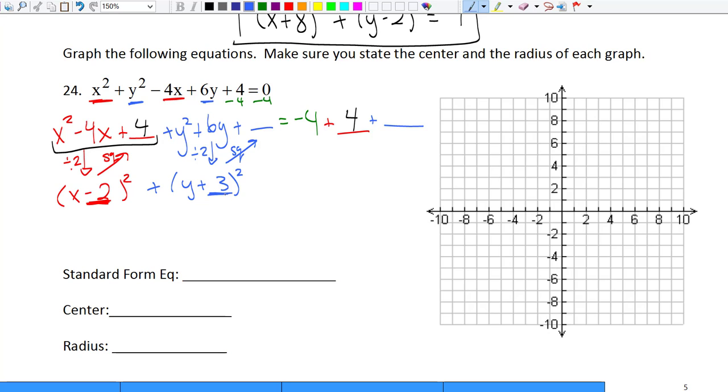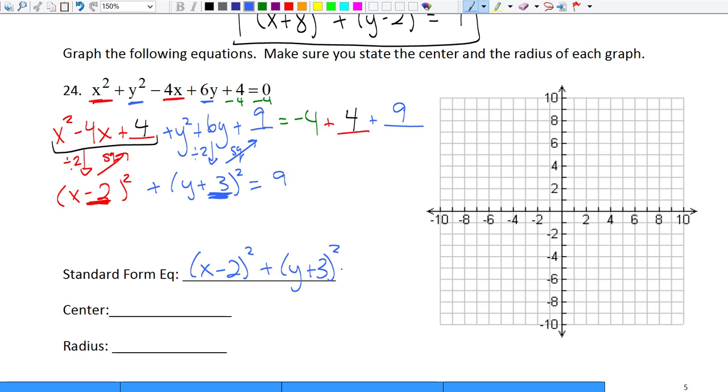Now, in order for this to be true, I have to square positive 3. Positive 3 squared is 9, and if you add it to the left, you have to add it to the right. Now I can add all of the values here. Negative 4 plus 4 is 0, and 0 plus 9 is 9. This is what goes in the standard form blank.